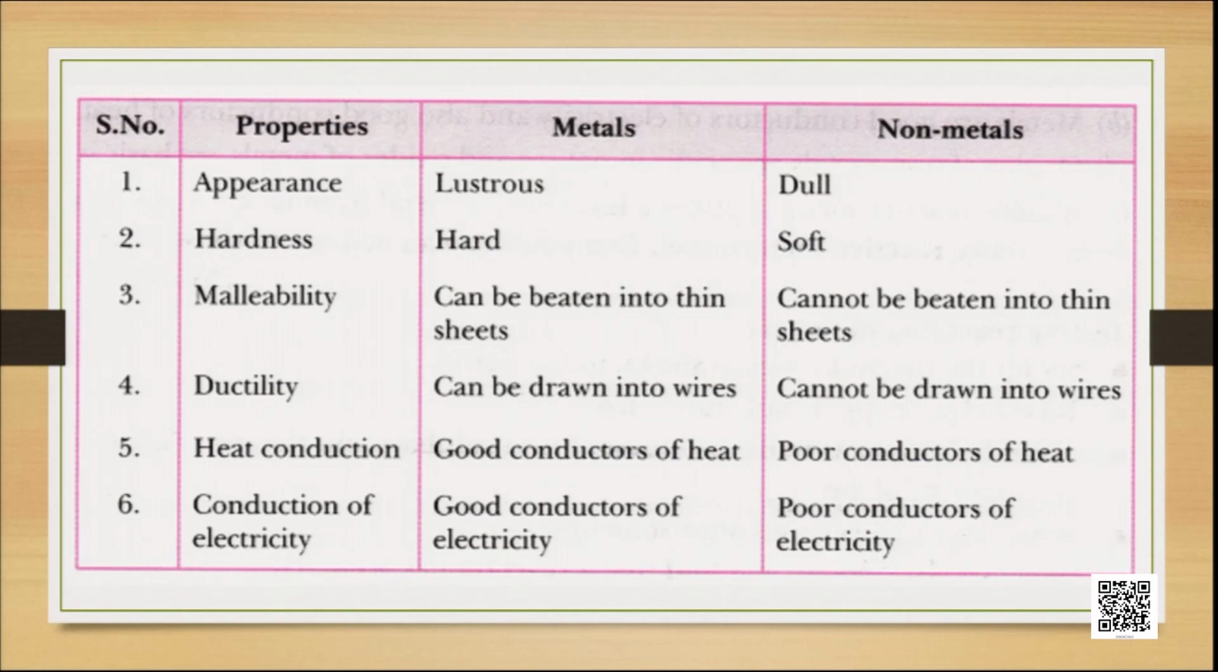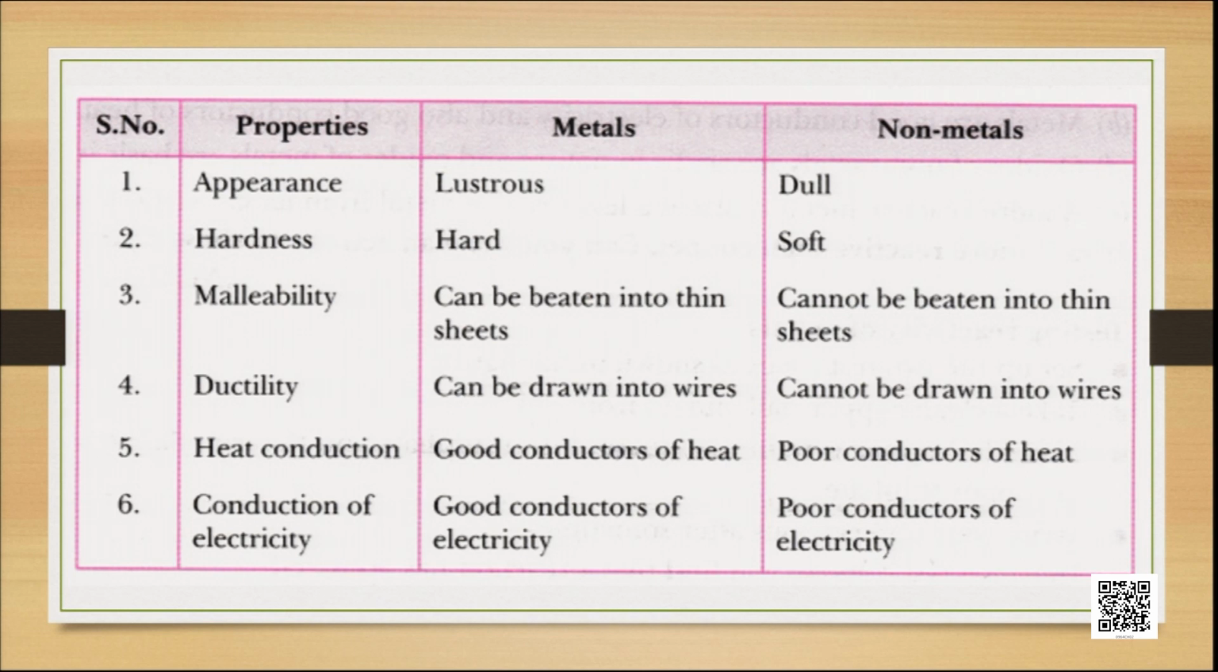If you look at the table, appearance: metals are lustrous, that means they have a shiny surface, whereas non-metals are dull in nature, that means they do not have any shiny appearance. But my dear students, chemistry is full of exceptions. Here also you will find an exception in case of non-metals, that iodine is a non-metal which has metallic luster. It has a shiny surface like metals.